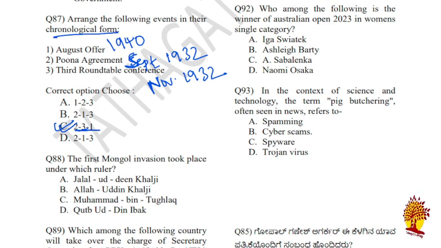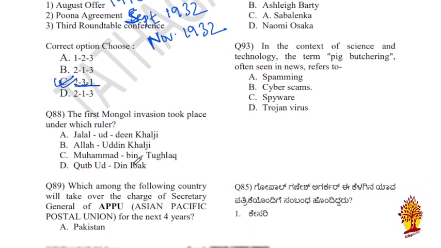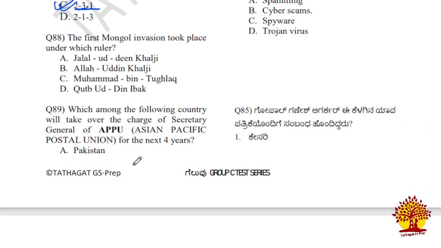Next one, 88th. The first Mongol invasion took place under which ruler? Alauddin Khilji. Under the Delhi Sultanate, Khilji dynasty, the first Mongol invasion took place during the rule of Alauddin Khilji.